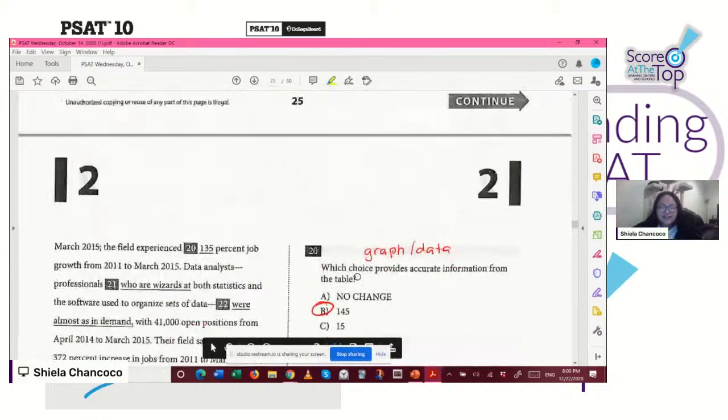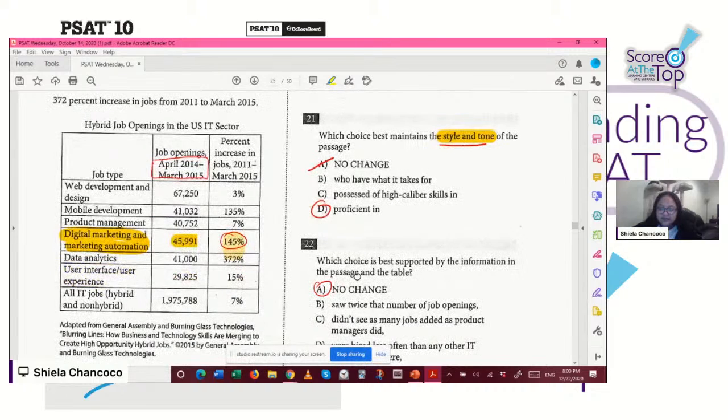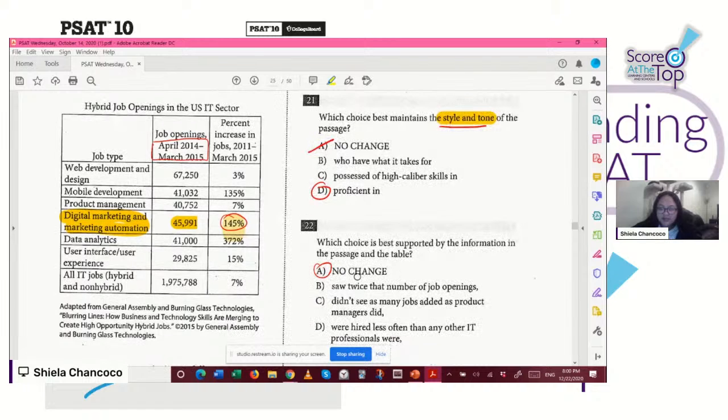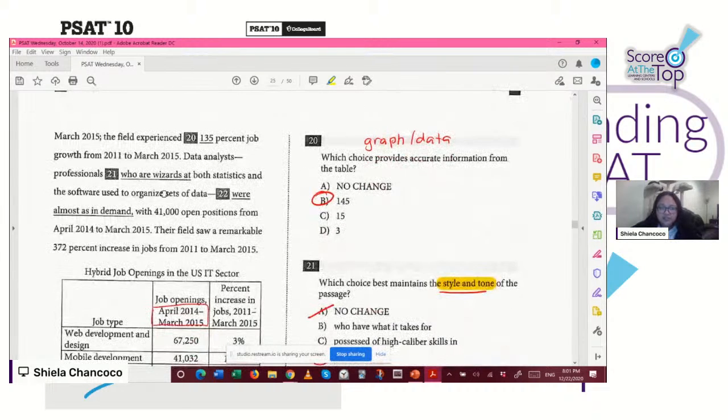So the answer here is almost... saw at twice that number, didn't see as many jobs, was hired less often. Yeah, it's almost in demand because the job openings is actually closer to that 45,000, right? So the answer here is A, no change. Because they're comparing data analysts to the marketing positions, and they were very similar with like 41,000 positions.